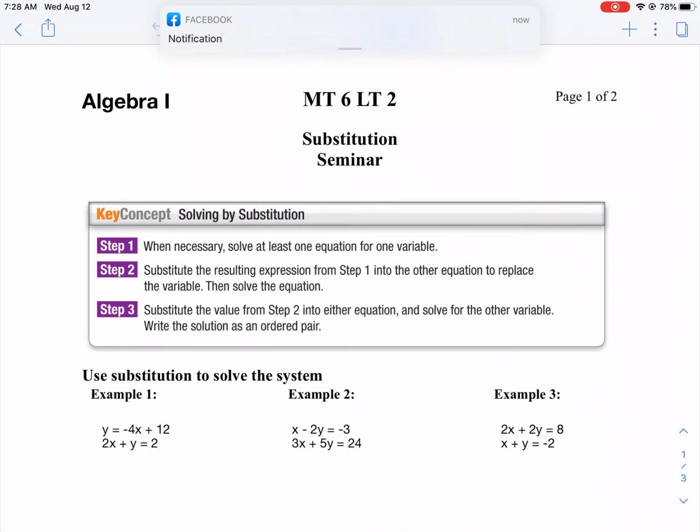Hello. In this lesson, I want you to solve systems by substitution, and I want you to solve real-world problems involving systems of equations by using substitution. Some vocabulary: substitution. When you substitute, you're going to replace something with something else. We're going to follow 3 steps when we solve problems by substitution.